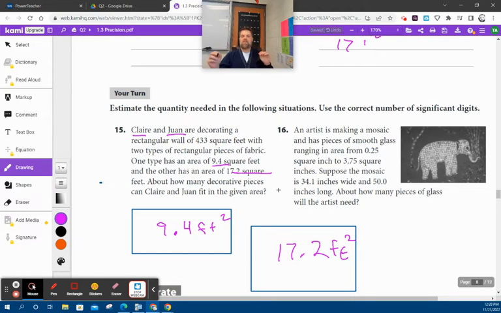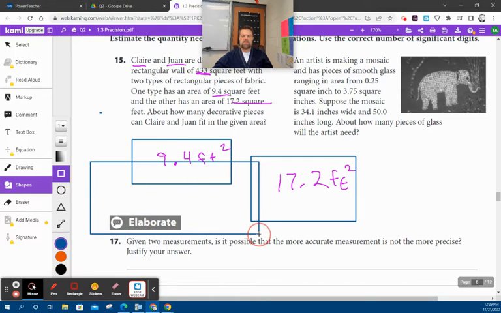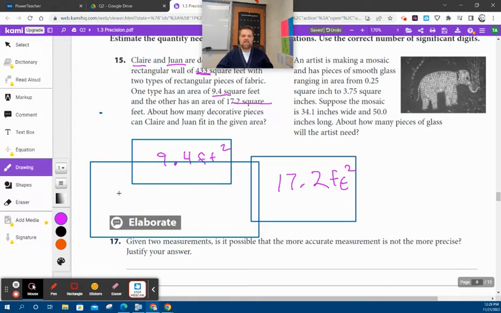So let me understand what the question is asking. Same scenario. I have a total amount of square feet, right? And then I have two types of materials that I could fit in the square feet. So what they're saying is I have a much bigger rectangle like this. This big rectangle is 433 feet squared. And I could fit so many of these and so many of these. So it's the same problem.